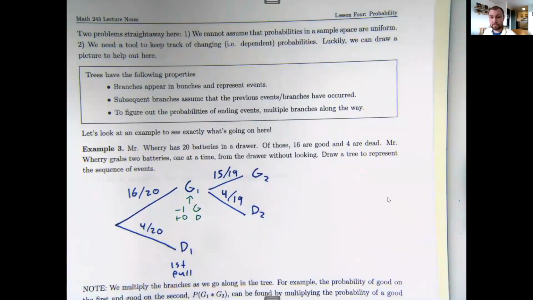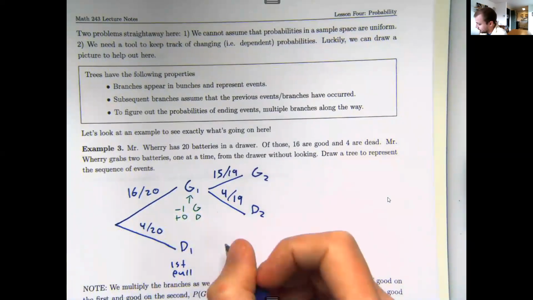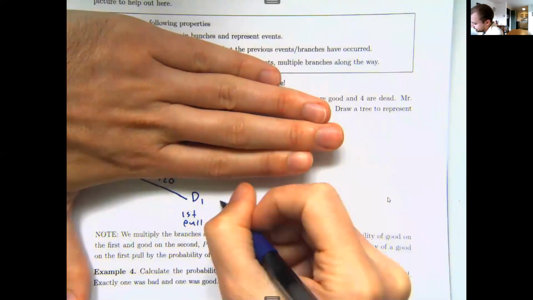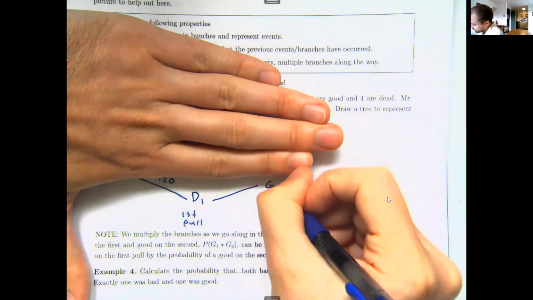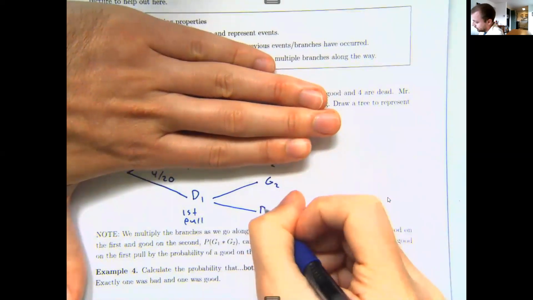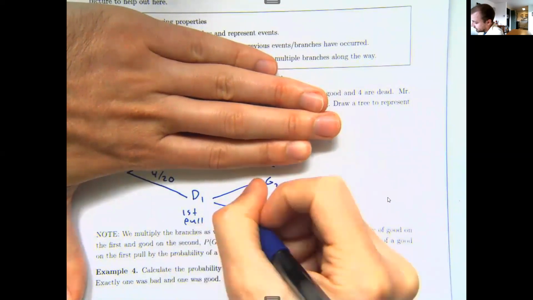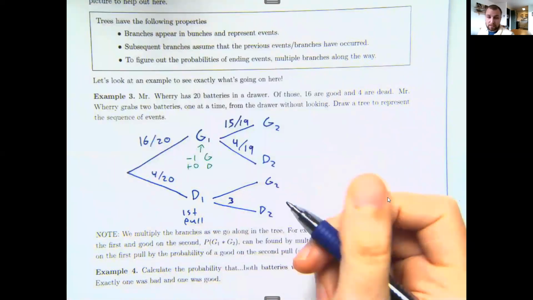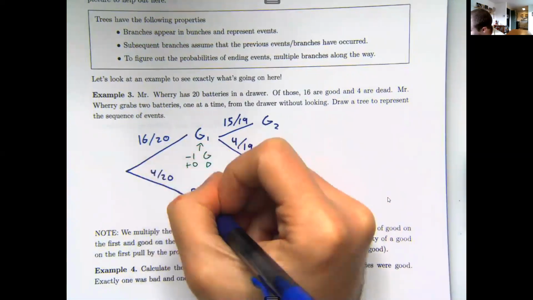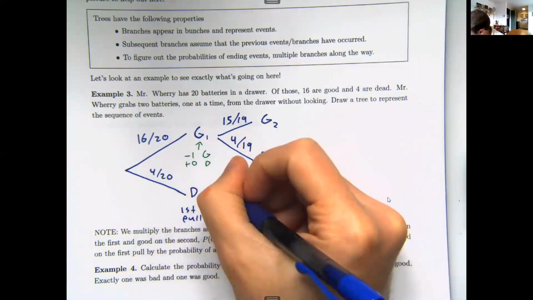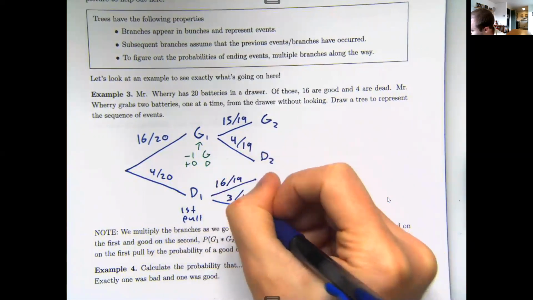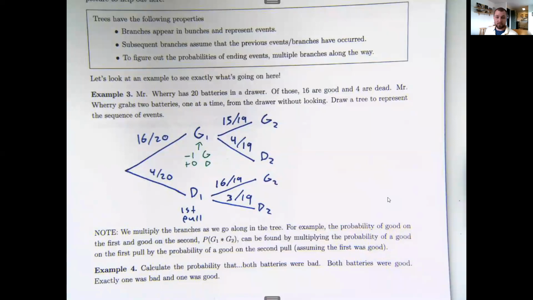Now I'm considering a different what if. So down at the bottom, this time I'm assuming that I pulled out a dead battery. I can still get a good or a dead on the second pull, but I have 1 less dead. It used to be 4, and now it's 3. I've taken away a dead. I've not touched the good, so I still have 16. I had 20, but I'm taking away 1, so I have 19.